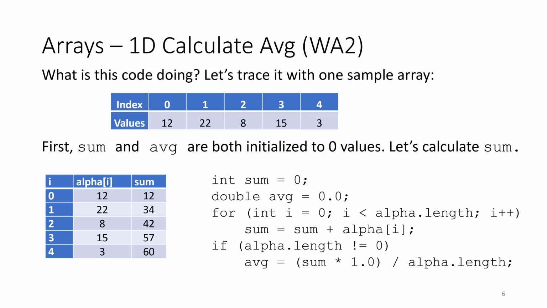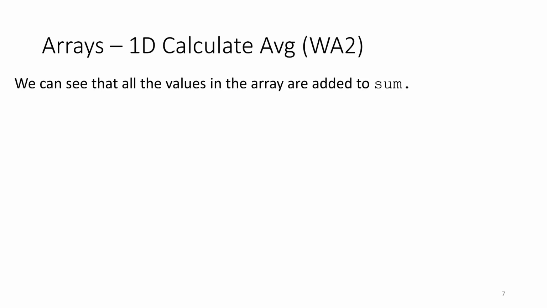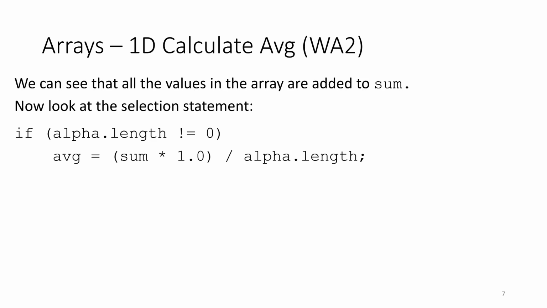We then have the statement if alpha.length is not equal to 0, which it isn't, then we will calculate average is equal to sum times 1.0, which gives us 60.0 divided by alpha.length, which is 5. 60.0 divided by 5 gives us 12.0. We can see that all of the values in the array are then added to sum.